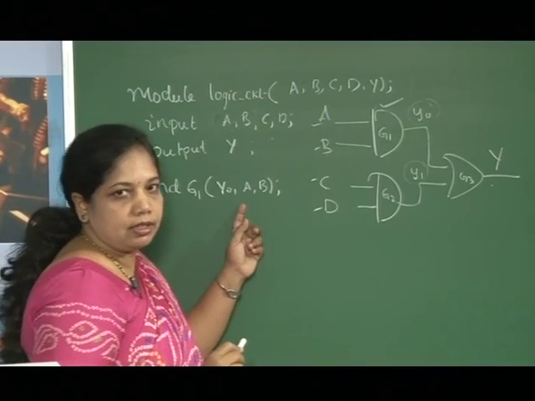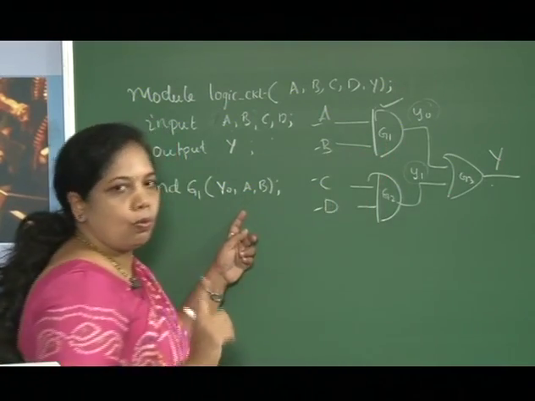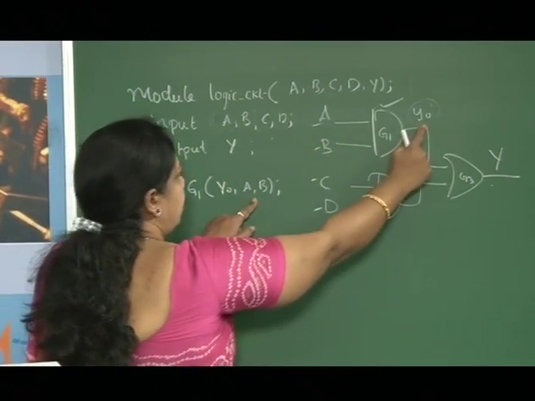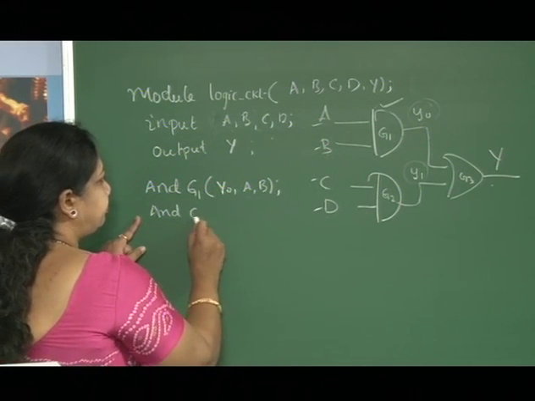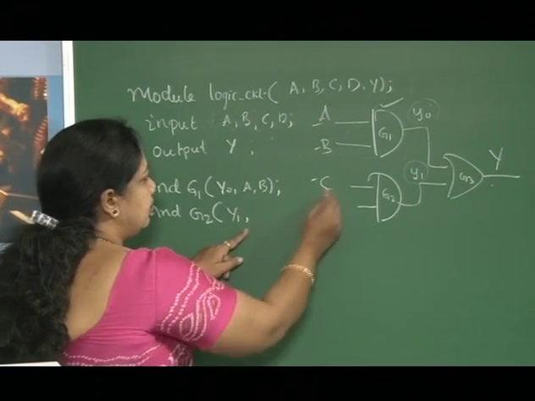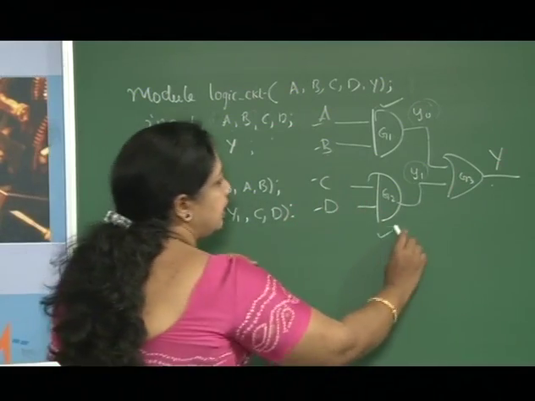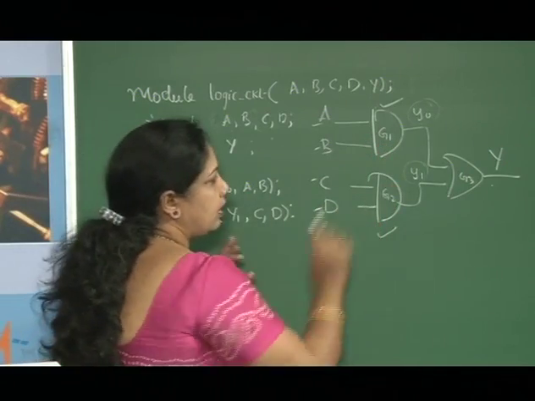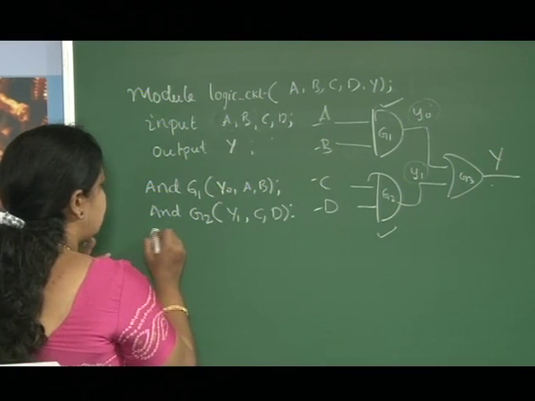Once I declare this line, you will be creating one gate, the first gate, with 2 inputs and 1 output. For the second gate, once again I declare the output as Y1 in this case, and the inputs are C, D, semicolon. Now I have designed the second one. After these 2 lines, 2 gates are already ready. The third gate is G3, which is an OR gate.